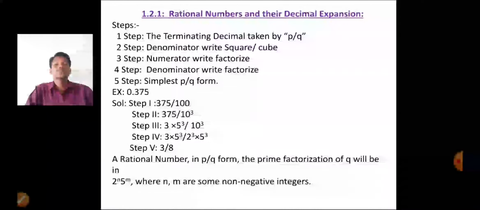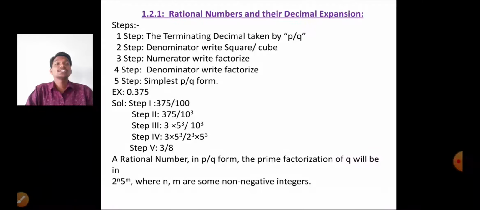Next one, 1.2.1. The rational numbers and their decimal expansion. Steps. First, take a terminating decimal, written as P by Q. So we will take a fraction or a rational number. The second step, the denominator: P is the numerator, Q is the denominator. Step 3, factorize the numerator. Step 4, factorize the denominator to get the simplest form of P by Q.